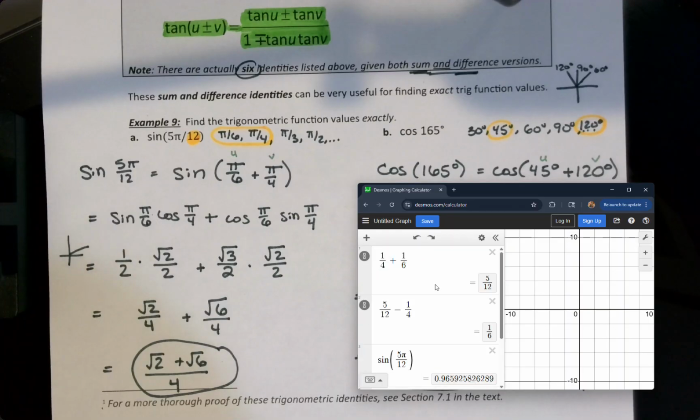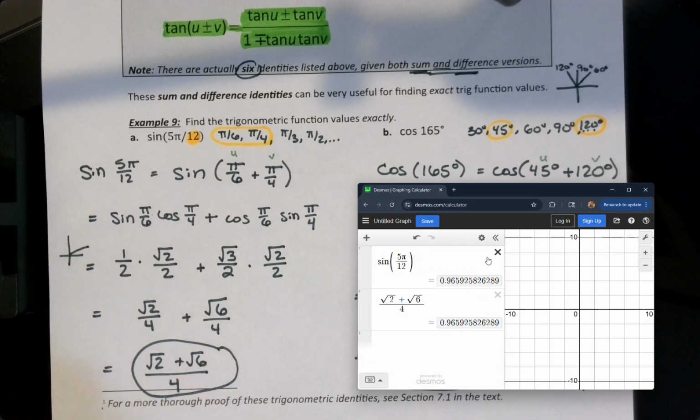All right, now that is our last page for the section.